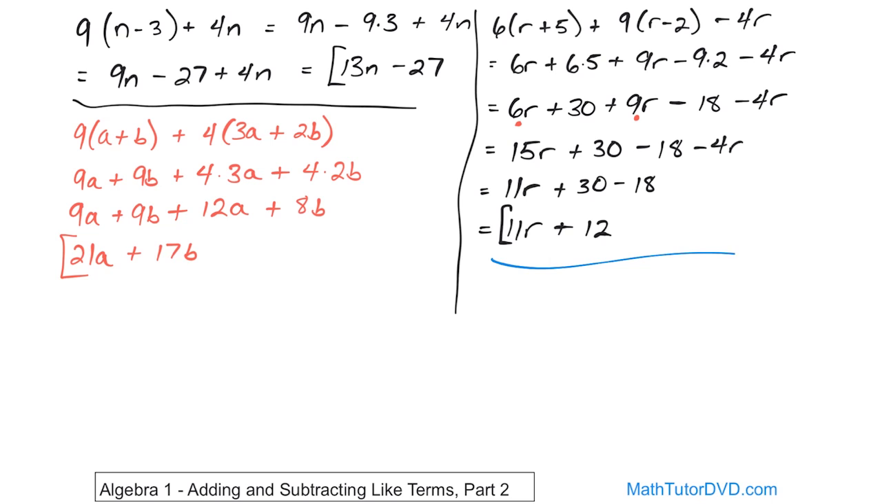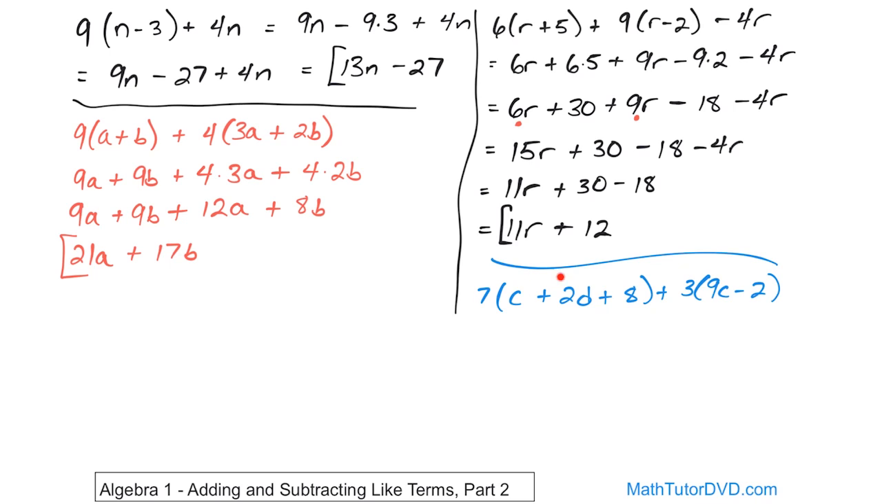Now we're going to have one final problem. What if you have 7 times c plus 2d plus 8 plus 3 times 9c minus 2. Again, we look inside the parentheses first. This is a c, this is a d, this has no variable. Those are all unlike terms. This is a c, this is nothing, so no variable, so you can't combine those.